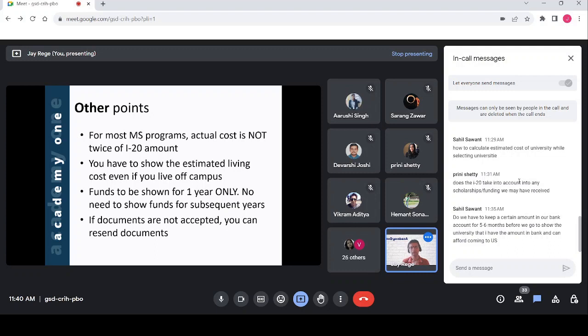These documents are required by the international students office. So don't worry about showing more funds. I mean, if you have more funds in your account, I would not recommend reducing that and showing. But at the same time, if you have money that just meets the minimum requirement, you can just show that. Showing more does not help. Showing more does not harm also.